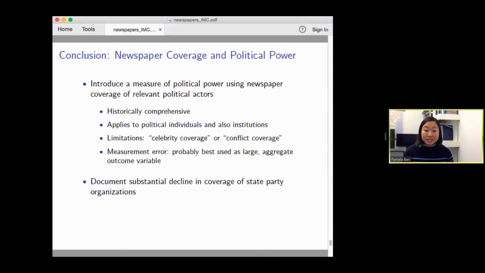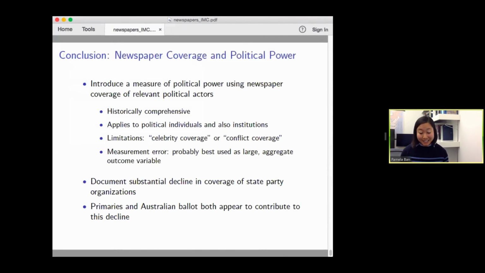We document a substantial decline in the coverage of state party organizations to show how this newspaper-based coverage measure is very useful in cases to track political power where we couldn't have tracked it before. And we pinpoint that primaries and the Australian ballot, both Progressive Era reforms, both appear to contribute to the decline of state and local party organizations and contribute to the increase of powers of the candidates in American politics.